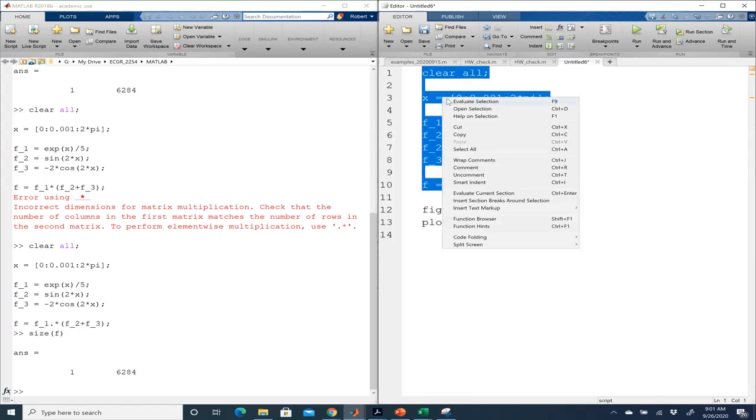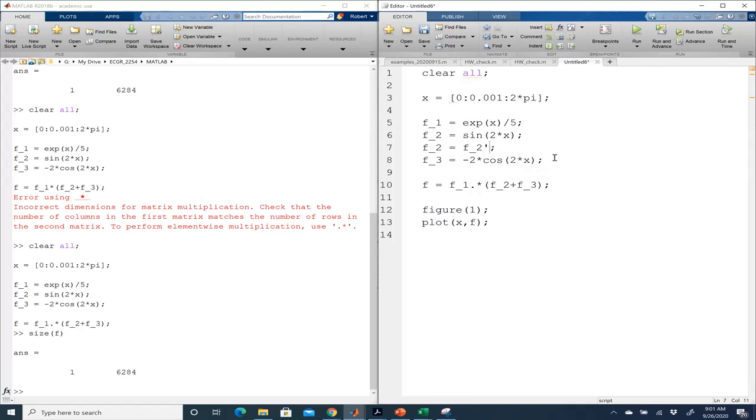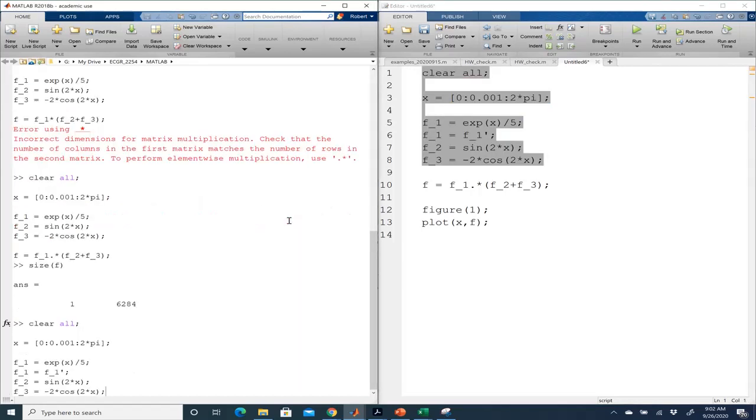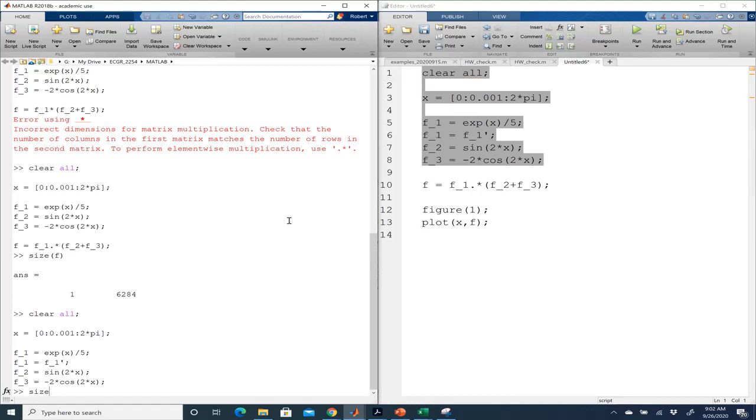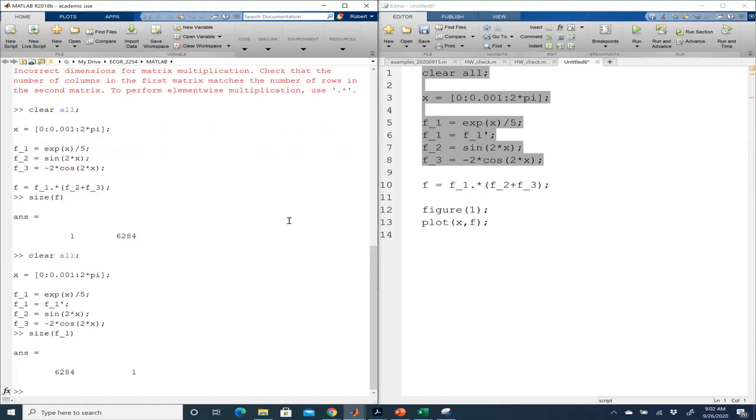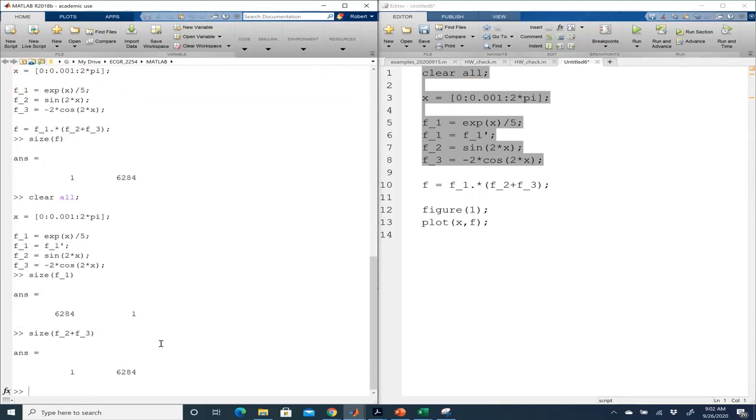Now, if I do that, I want to be careful about how I do it. Let me not do it to that one, let me do it to F1. Okay. Then I'm going to check the size of everything. F1 now has 6,284 rows and 1 column. If I look at the size of F2 plus F3, that has 1 row and 6,284 columns.